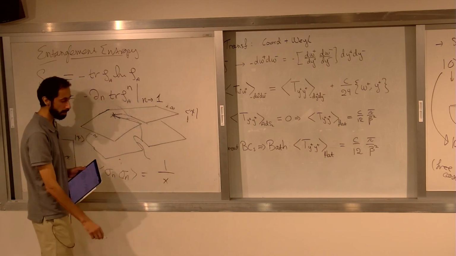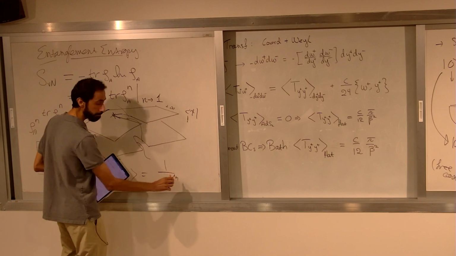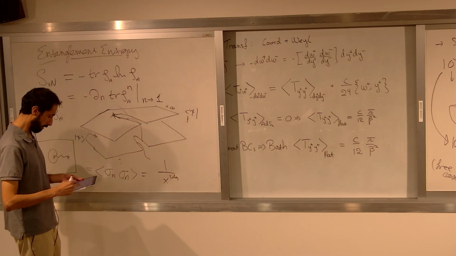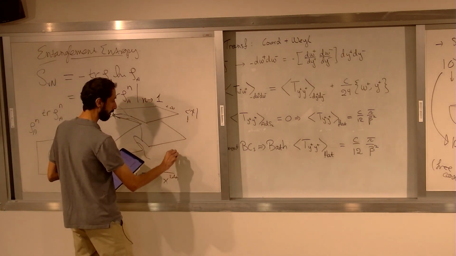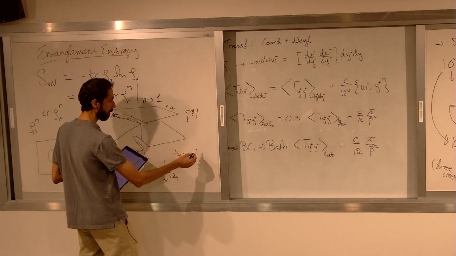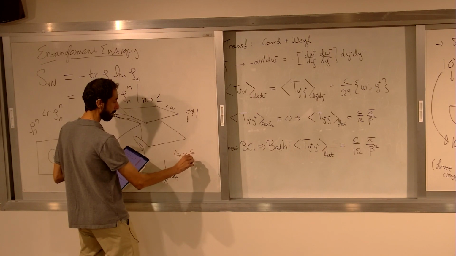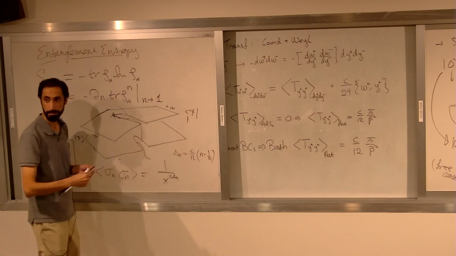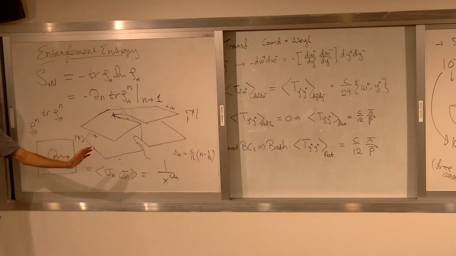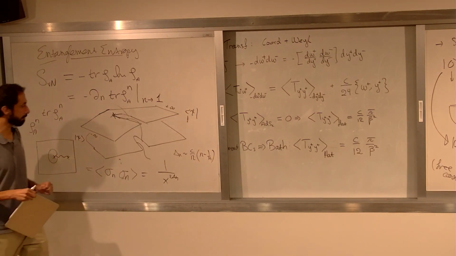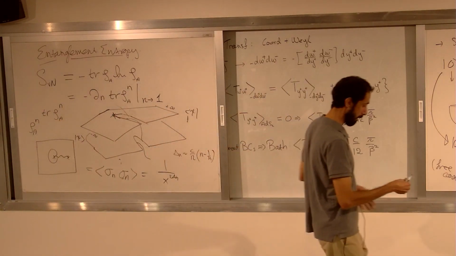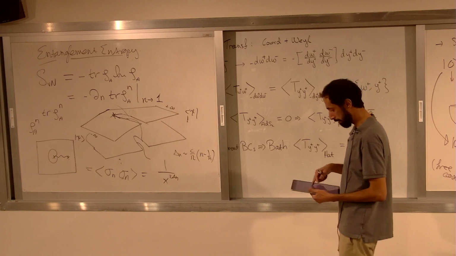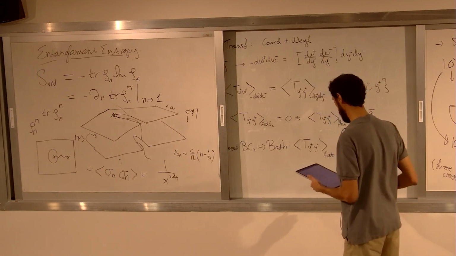Let's say that's x to the delta n, where delta n is something like c over 12 times n minus 1 over n. Something like that. So as n goes to 1, the dimension goes to 0, which is what we need. So that's how you define the entropy, and this is how you compute it.